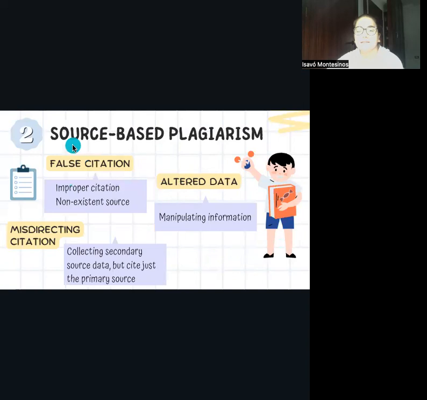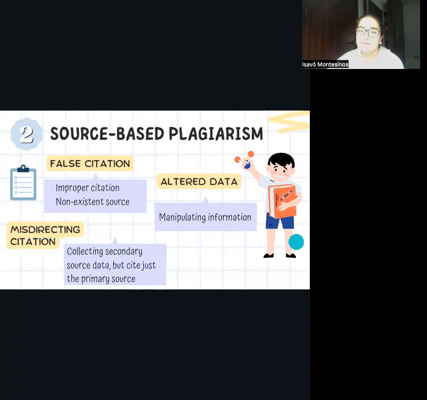The second type of plagiarism is source-based plagiarism. It's subdivided into 3 different parts: false citation, misdirected citation, and altered data or data fabrication. False citation is when a researcher cites a source improperly, and it is considered a non-existent source because you don't have the correct information of the source.